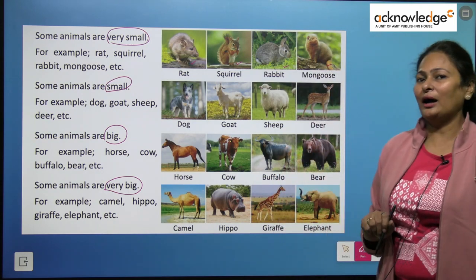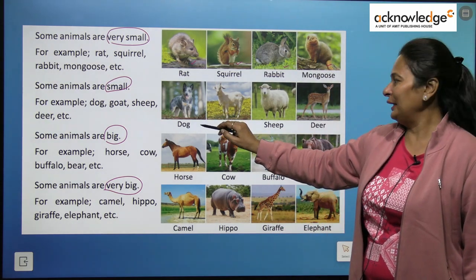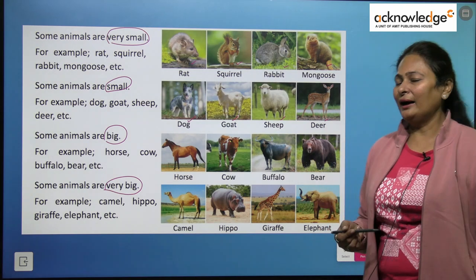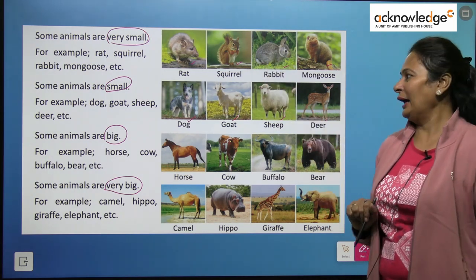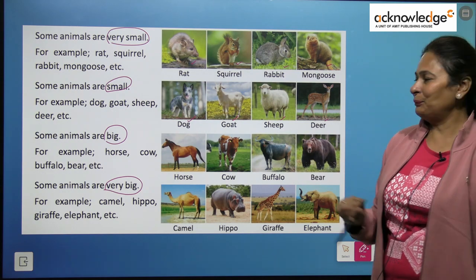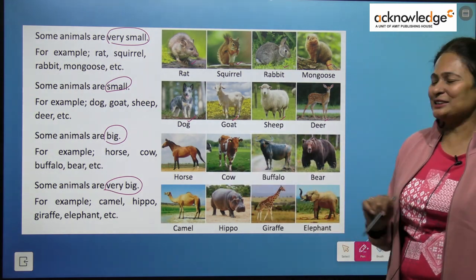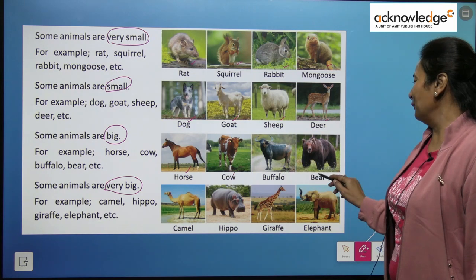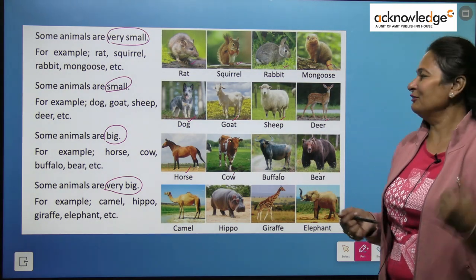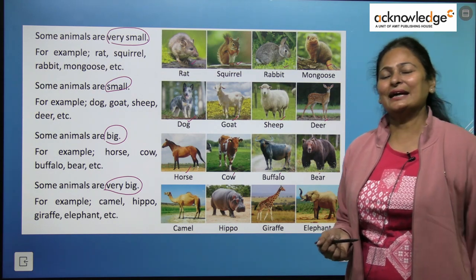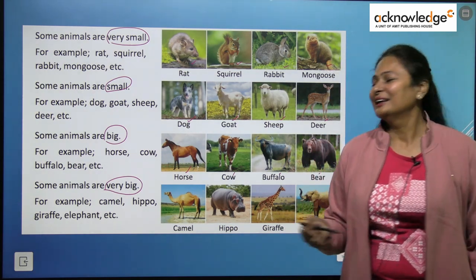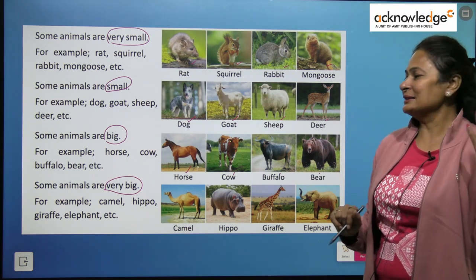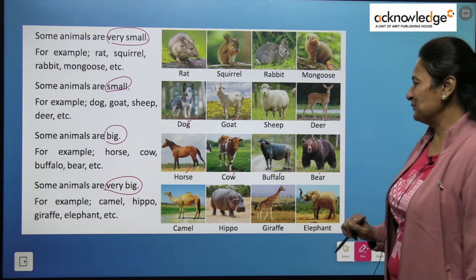Next, we will discuss small animals. Small animals are like dog, goat, sheep and deer. Yes, they are bigger than the very small animals, but they are not as big as big animals. So, what are our big animals? Animals like horse, cow, buffalo, bear are the examples of big animals. But again, these animals are not as big as very big animals. They are bigger than small animals, but they are not as big as very big animals.